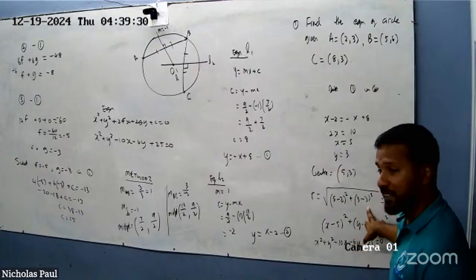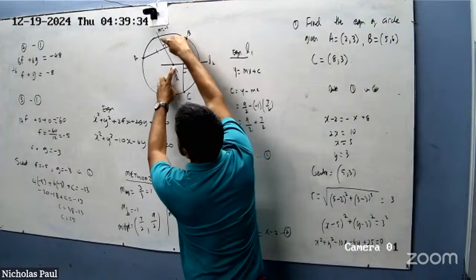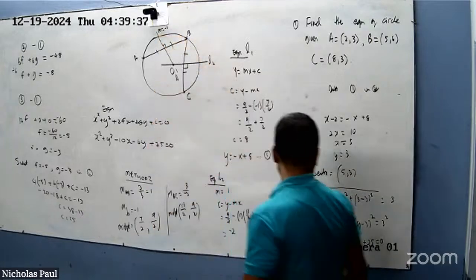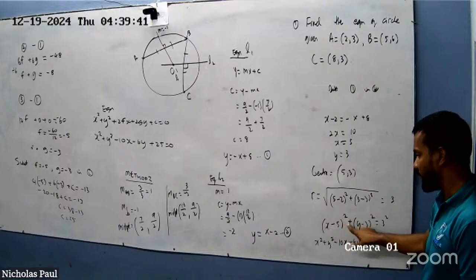No. I use the length of the line formula. Right? I use the length of the line formula to find the radius. And then when I get the radius, I bring it in here. Then I use (x minus a) squared plus (y minus b) squared.